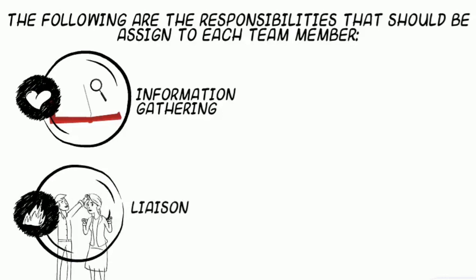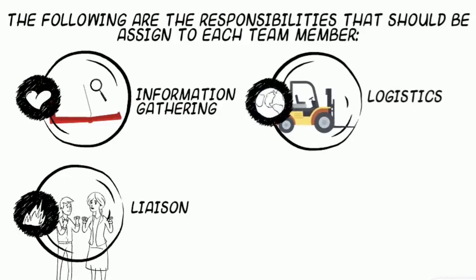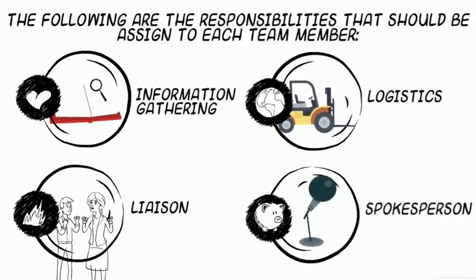Liaison. Responsible for keeping communication and coordination between the event principals, the victims, and the other parties that have a stake in the crisis. Logistics. Responsible for sourcing materials, equipment, manpower, and other resources needed to alleviate the situation. Spokesperson. The one and only person designated to speak on behalf of the event principals.